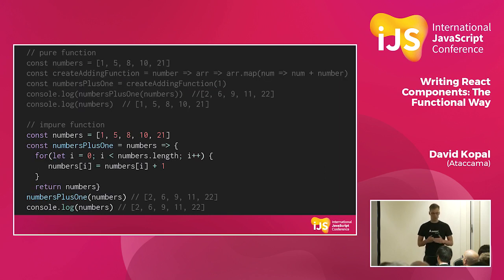Now, if we check this one, this is an impure function. Again, at the beginning, we have an array of numbers, and then we have a function. But this function, it's a loop that mutates our array. So at the end, if we print the numbers, in the end, we mutated the array. And we don't want to do that because this can make a lot of mess in our code, especially in functional programming.